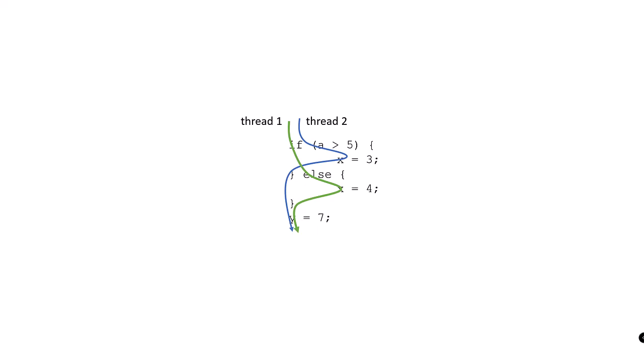We often talk about threads of execution of a program or an application. In this case, thread 1 takes the else path through this if statement. Thread 2 takes the then path through this statement. Both of the threads execute the y gets 7 statement after the if statement.